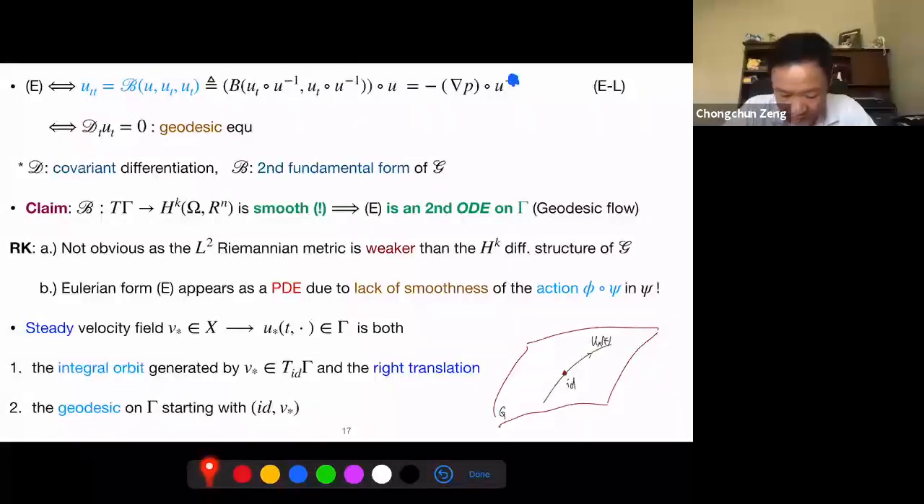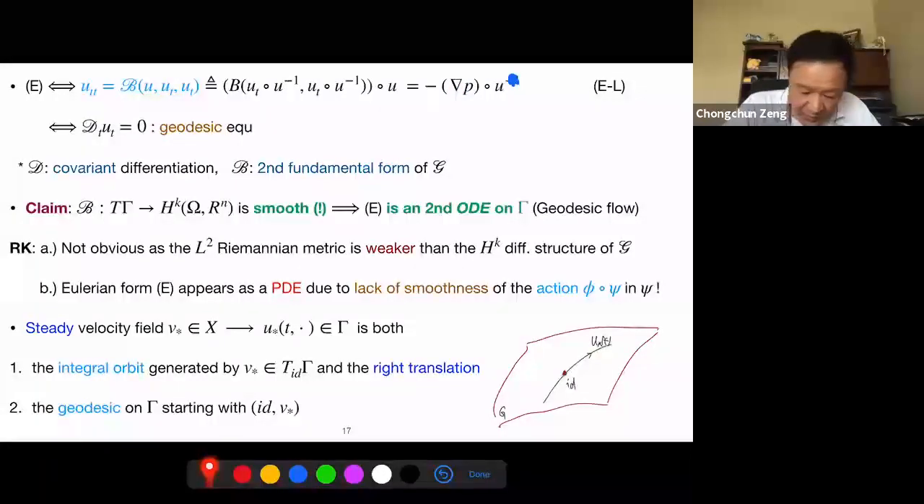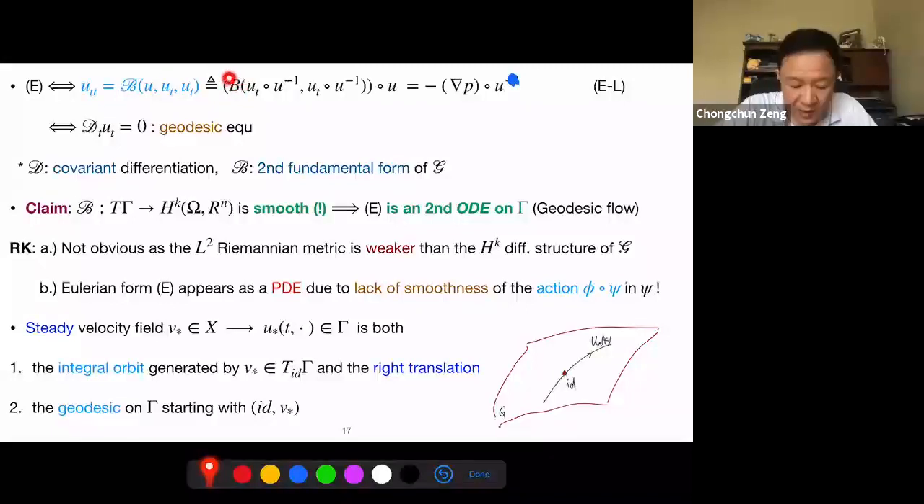And if you write it extrinsically in the ambient space, then the right-hand side is exactly the second fundamental form. And concretely, it is given by gradient P composite with u. And on the previous page, we said that this B, this bilinear transformation, is a bounded bilinear transformation on the H^k space. But here, after the composition, it's not immediately clear how good this is because composition is always dangerous.